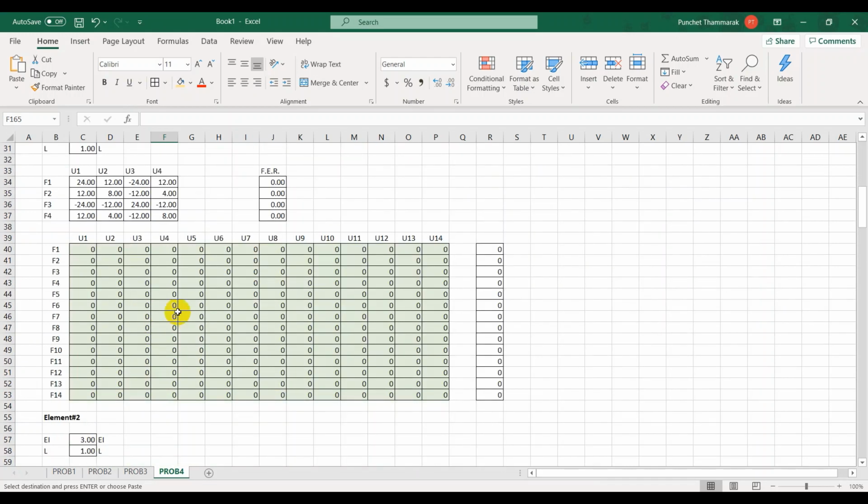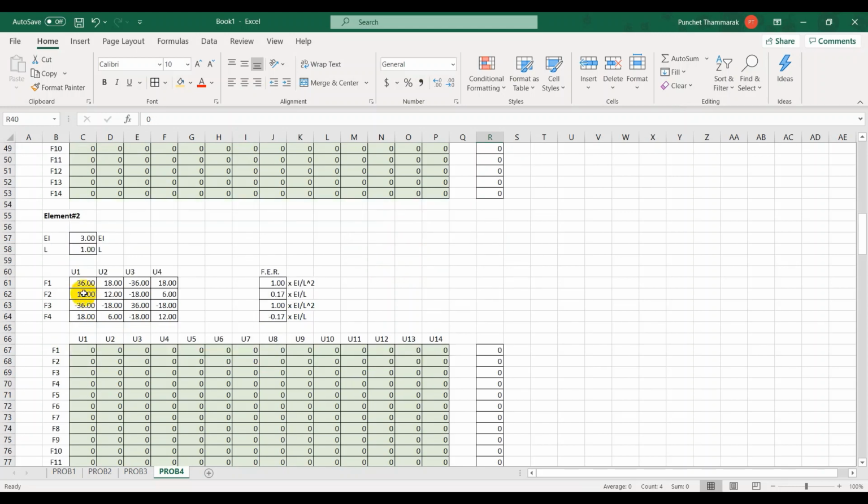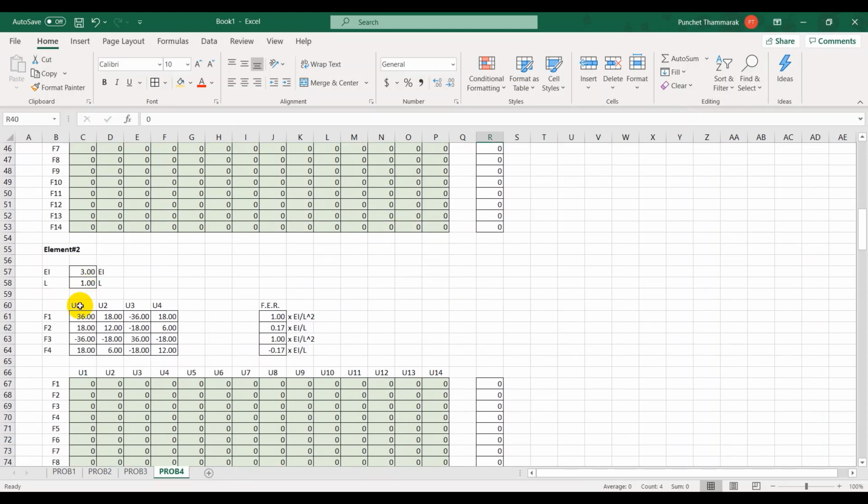We just need to work on it. This is 1, 2, 3, 4. Quite simple. There it is. That's all, right? And fixed end reaction, you don't need to do anything. Okay, you're good to go. Next, element number 2. It starts from U3, U4, U5, U6.